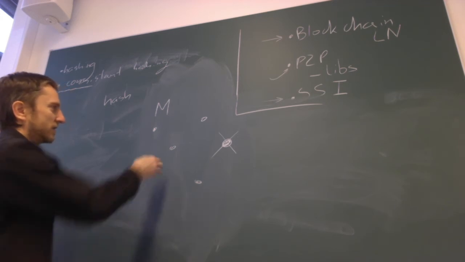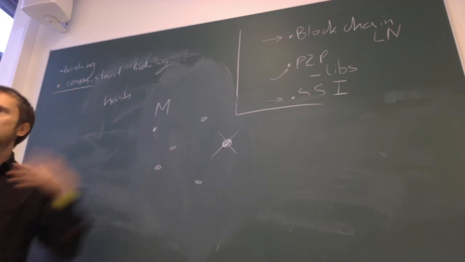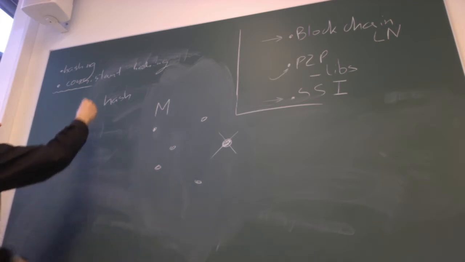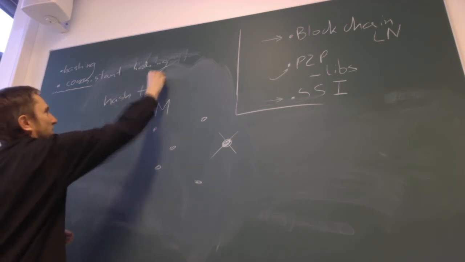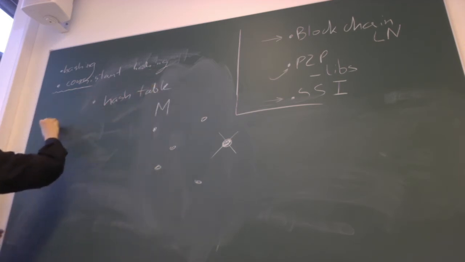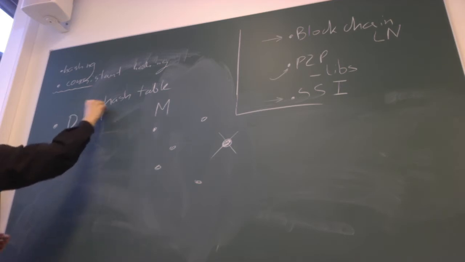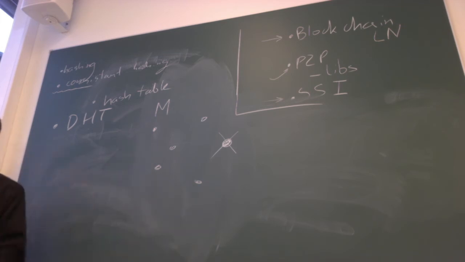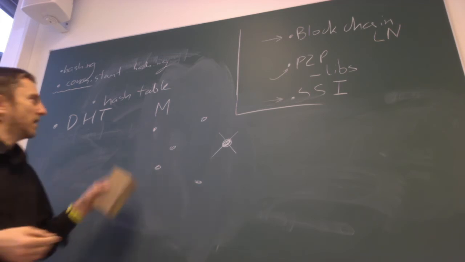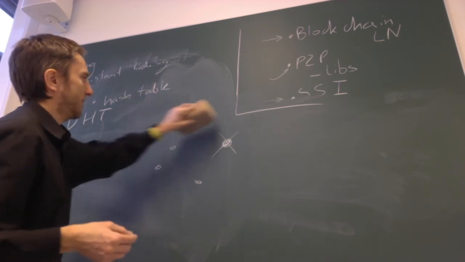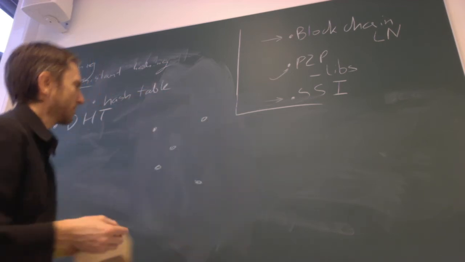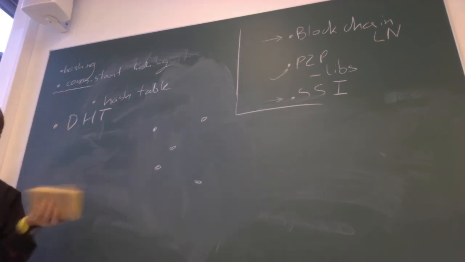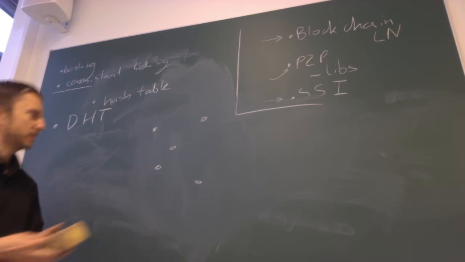So this is a more robust way of dealing with looking up the information, right? So we have a hash table, and then we have a distributed hash table, right? A distributed hash table is like a hash table, but it works across multiple nodes. So how could we do that? How could we have a mechanism for spreading the data around and being able to look it up in a distributed fashion?